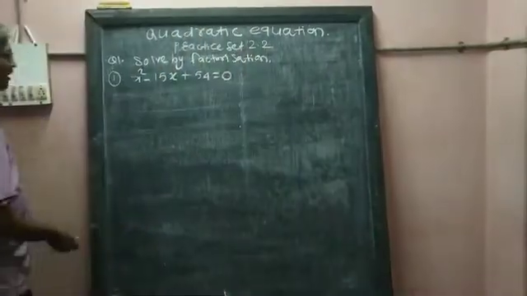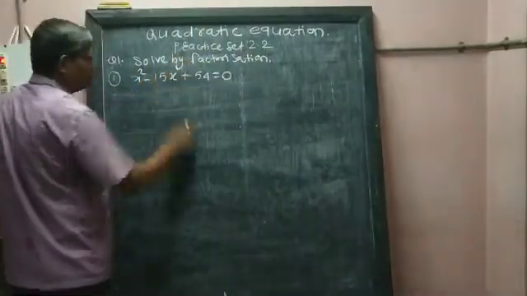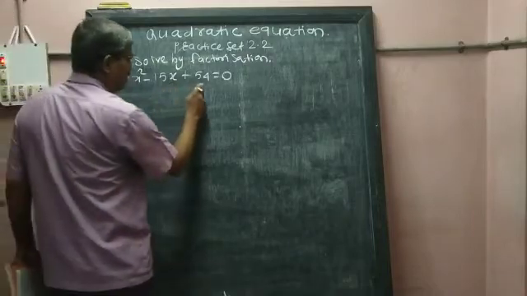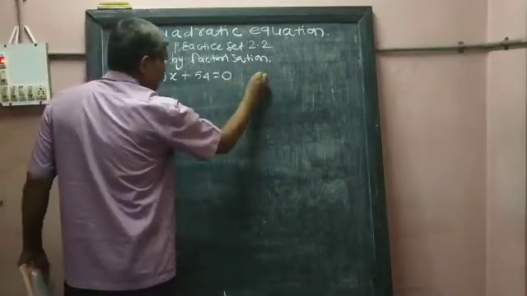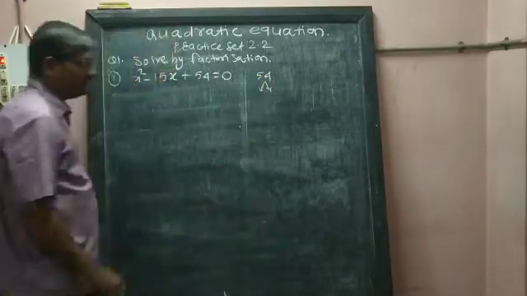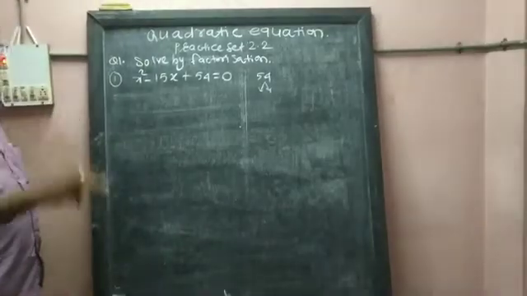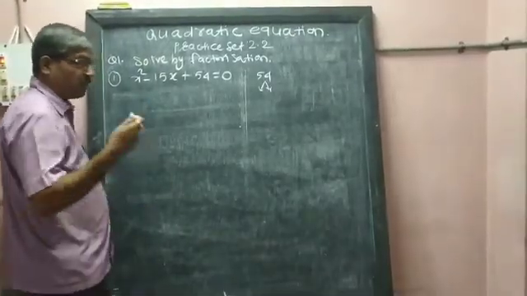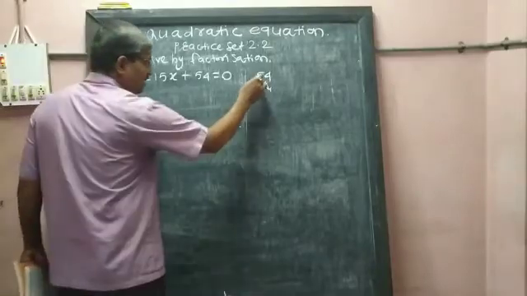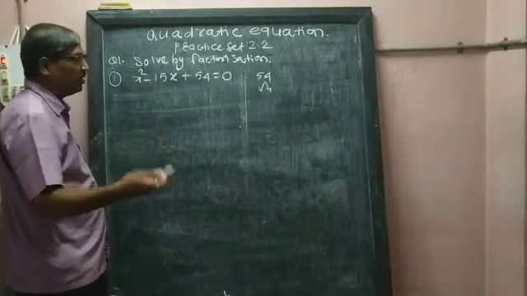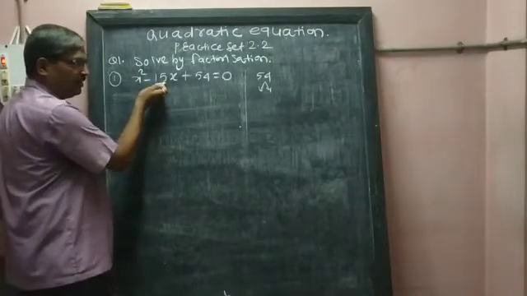So look here. In practice set 2.2, there is a first question: solve by factorization method. Here, x square minus 15x plus 54. 54 is the constant number. You should split these 54 so that the product of the factors must be equal to positive 54 and their sum should be equal to the middle term.